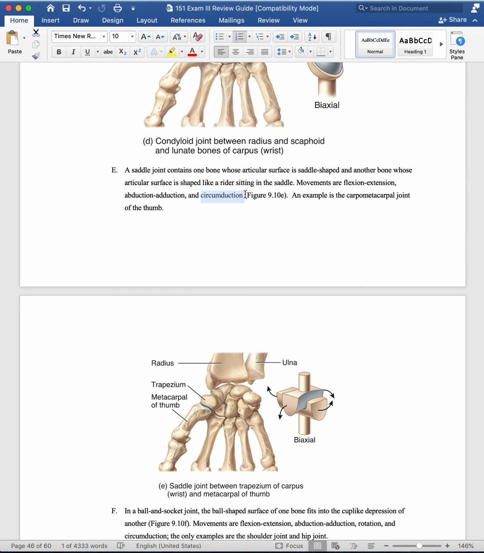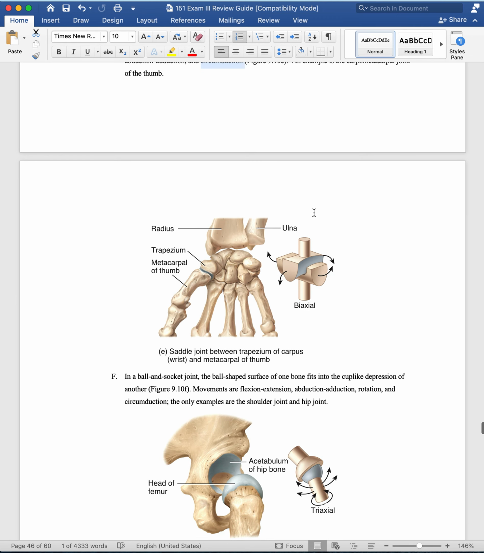We can make a full Ferris wheel structure with our arms. We are not able to do that with our thumb. We're more able to make like the outline of, say, a vase or something like that, or a glass.